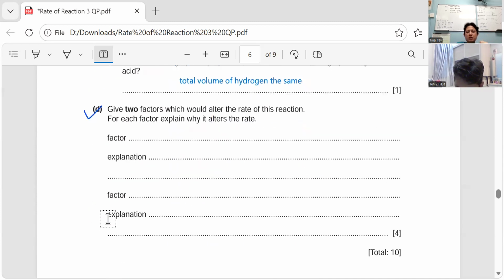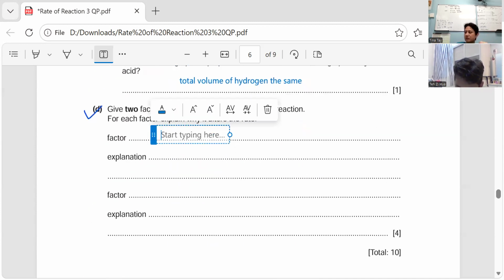Okay, give two factors which will alter the rate of reaction. Temperature increases, particles move faster, which means they have more kinetic energy. You just have to say particles have more kinetic energy, because it's only 1 mark. More particles collide with activation energy, so more frequent and effective collisions. Okay.